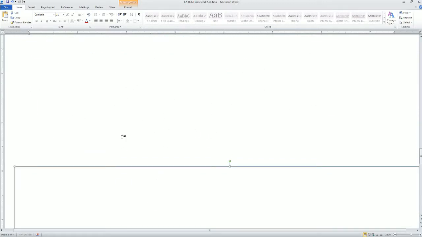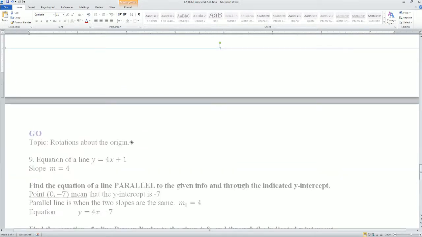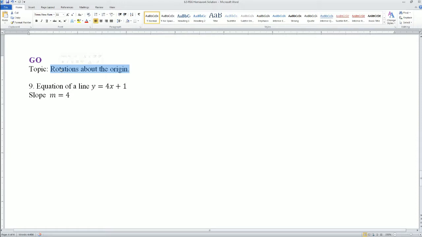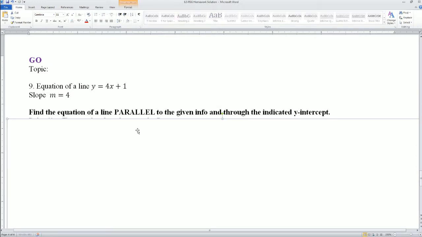Alright, let's look at the next part now. This is the equation of a line, not rotation. We have this equation, y equals 4x plus 1. The slope here is 4, right? It is the coefficient in front of the variable x. It's just that number, which is 4.